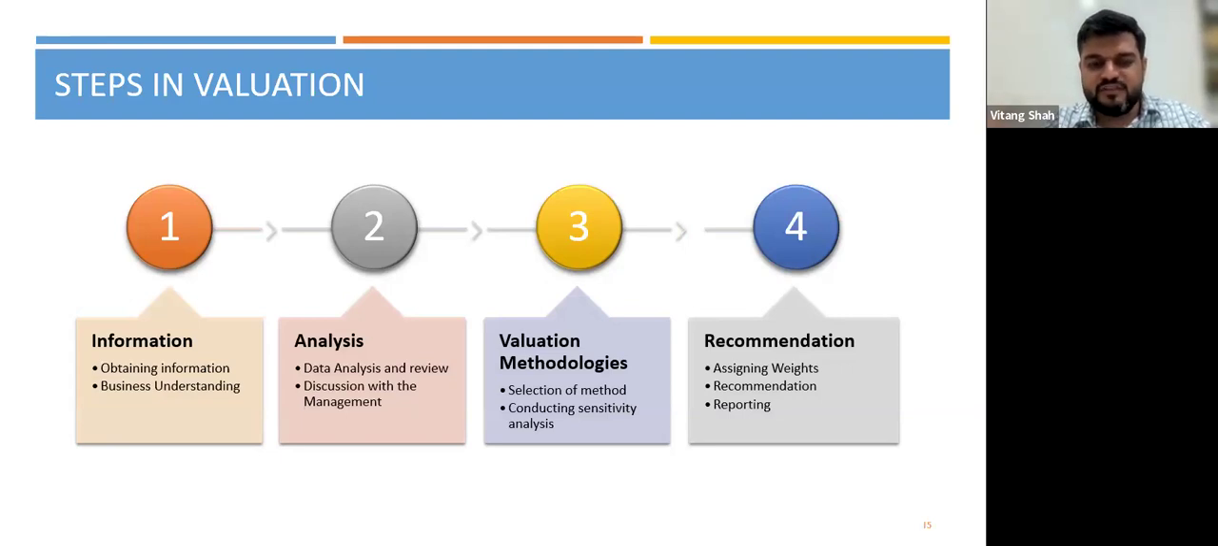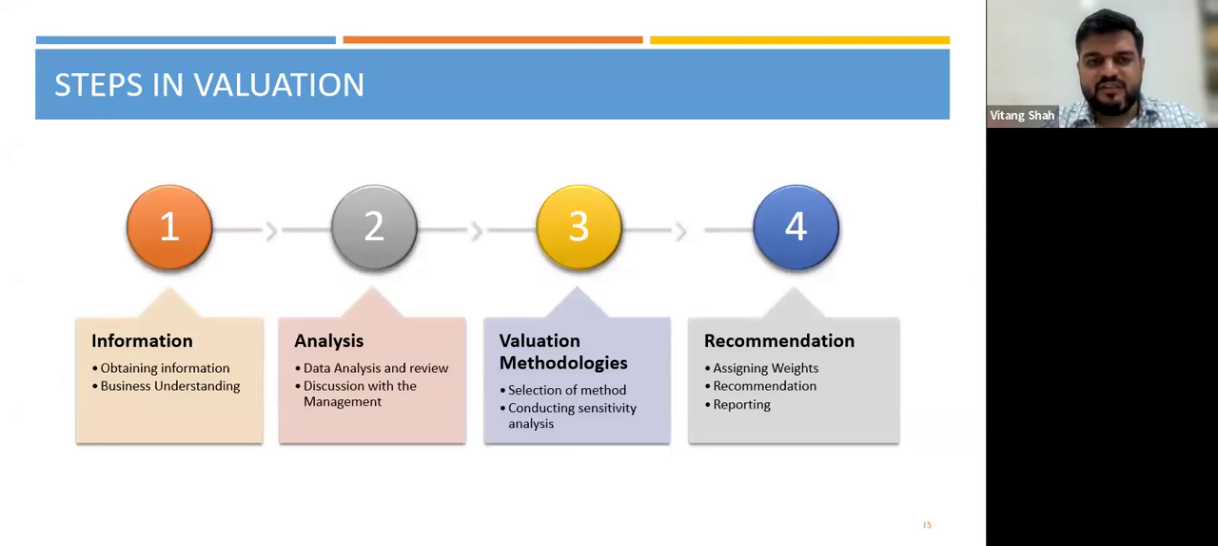You need to have a lot of discussions with the management to understand what exactly the company is into, how they plan to grow the company, and all the factors which are associated with the business. After you have had the information and analyzed the data, that's where you start the valuation. Then, basis the industry in which it is, how impacted it is from the market parameters, whether it is a listed or an unlisted company, and what transactions are happening in that industry at what multiples, basis all of that, you then determine the valuation method and apply it to the company being evaluated.